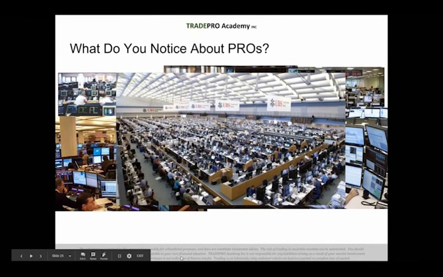What do you guys notice about each one of these situations. Christopher, they have more monitors. Yeah, they got too many screens, sure. But what else do you notice? What you might notice is they have something very important that you and I and the retail trader doesn't find as beneficial. The retail trader wants indicators.